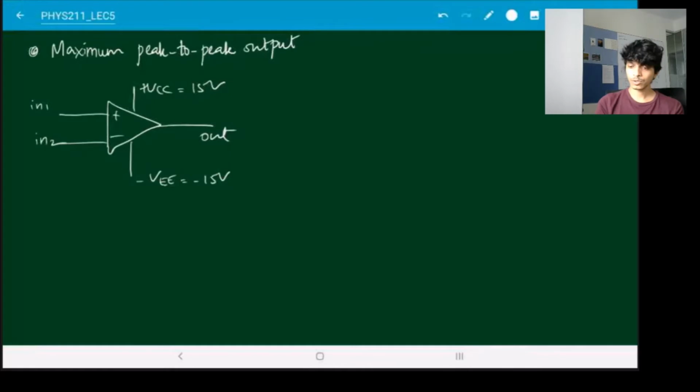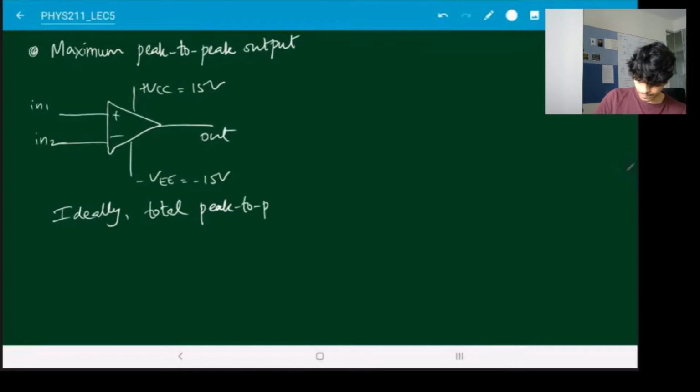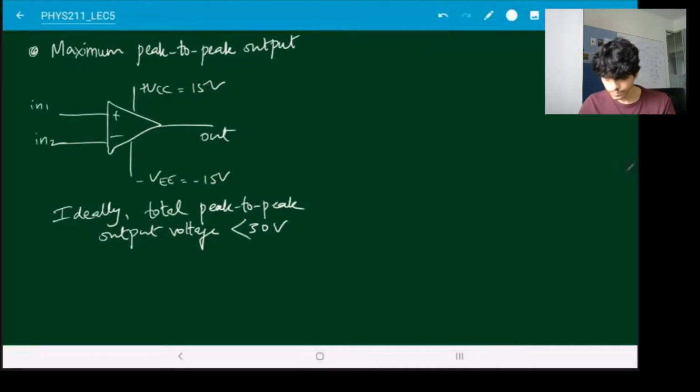So anyway, your total peak to peak voltage cannot exceed 30 volts because plus 15 to minus 15 difference is 30 volts. So ideally, total peak to peak output voltage has to be less than 30 volts. Well, ideally it should be less than 30 volts. But because this is a real op-amp, there are always some small voltage drops inside it depending on what kind of circuitry there is. So you never get the full 30 volts. So there is a curve.